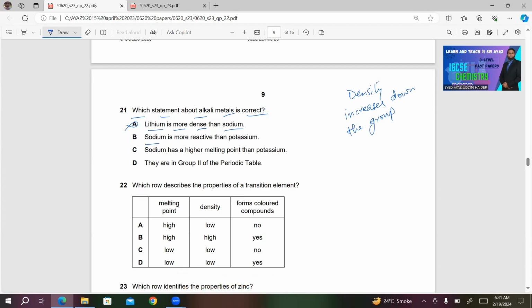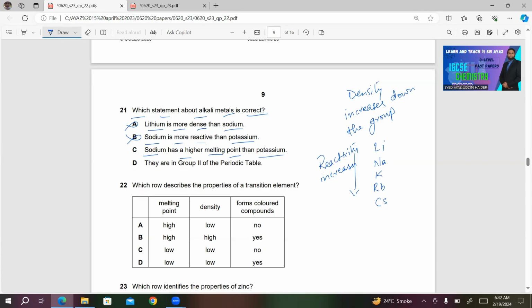Number B, sodium is more reactive than potassium. This is incorrect because if you look at the position of these lithium, sodium, potassium, rubidium, cesium, reactivity increases down the group. So potassium is more reactive than sodium. Sodium is not more reactive than potassium. This is also incorrect.